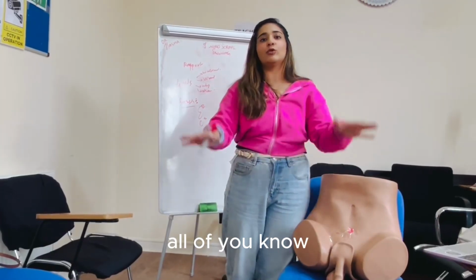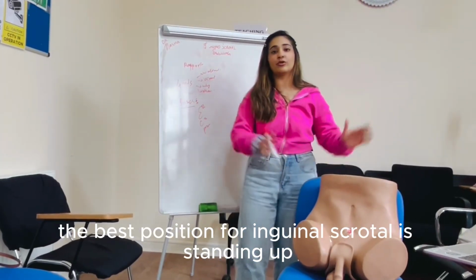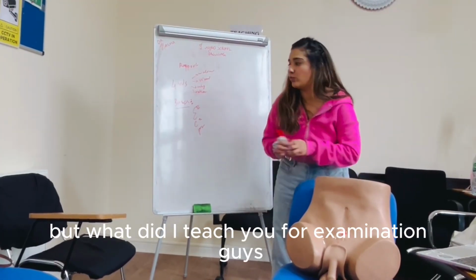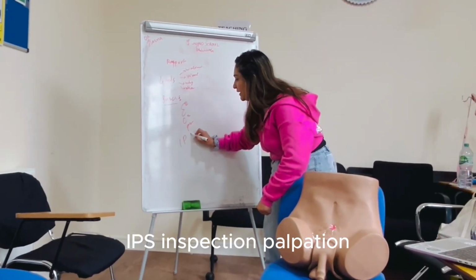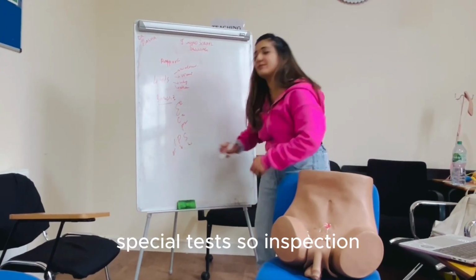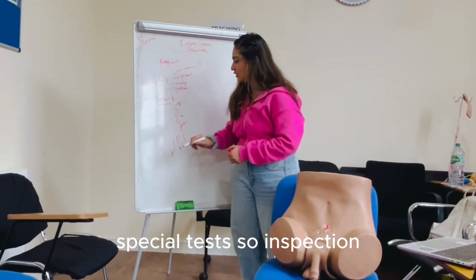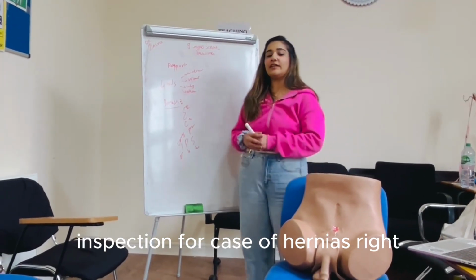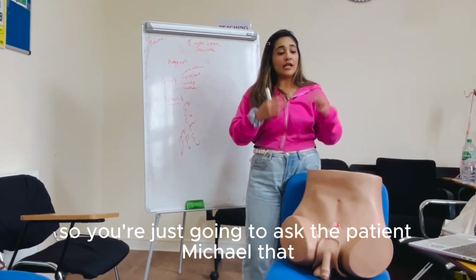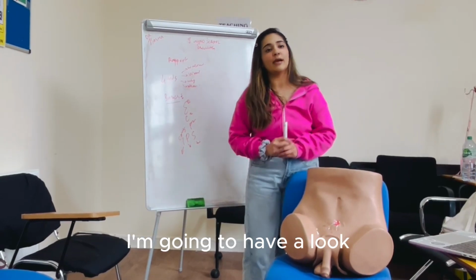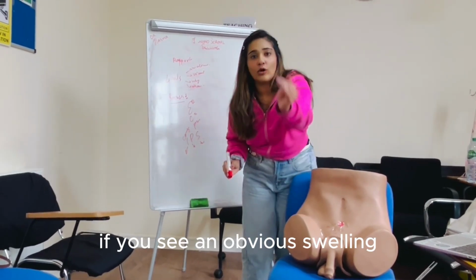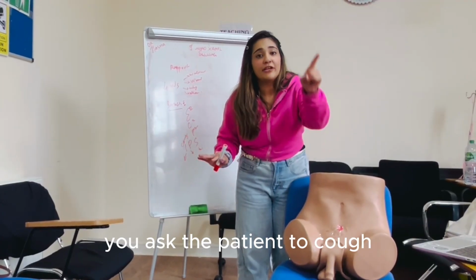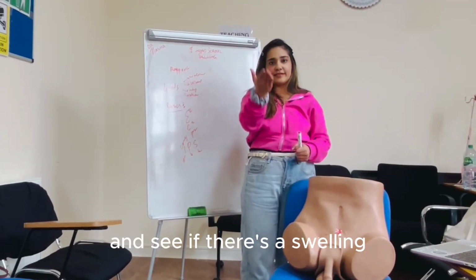First things first, all of you know the best position for inguinoscrotal is standing up. So you ask the patient to stand up and do nothing but, what did I teach you for examination, guys? IPS, inspection, palpation, special tests. So inspection, but you will also add on a cough inspection for cases of hernias, right? So you're just going to ask the patient, Michael, just stand up for me, I'm going to have a look. If you see an obvious swelling, that's great. If you do not see a swelling, you ask the patient to cough and see if there's a swelling.